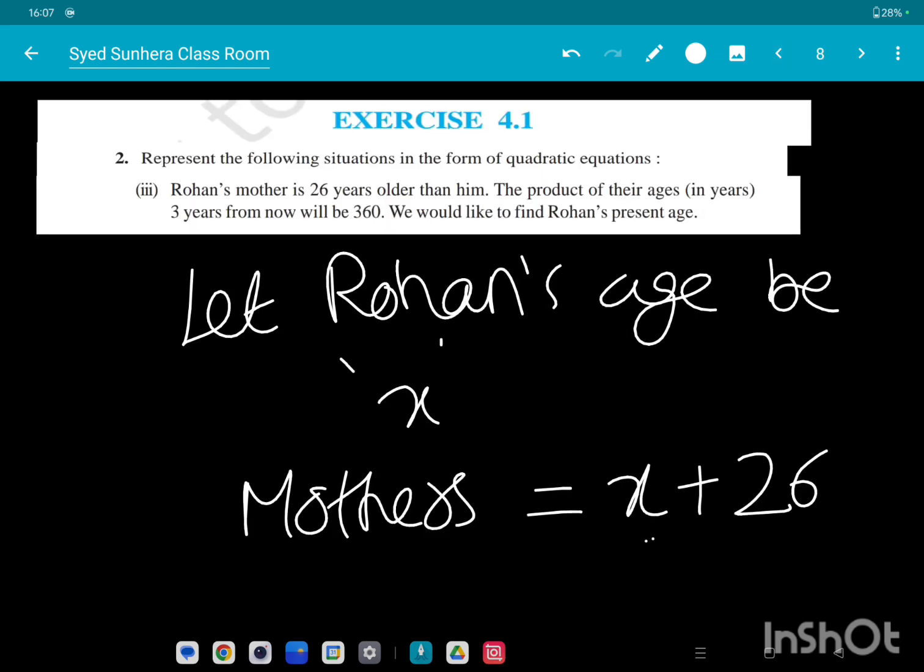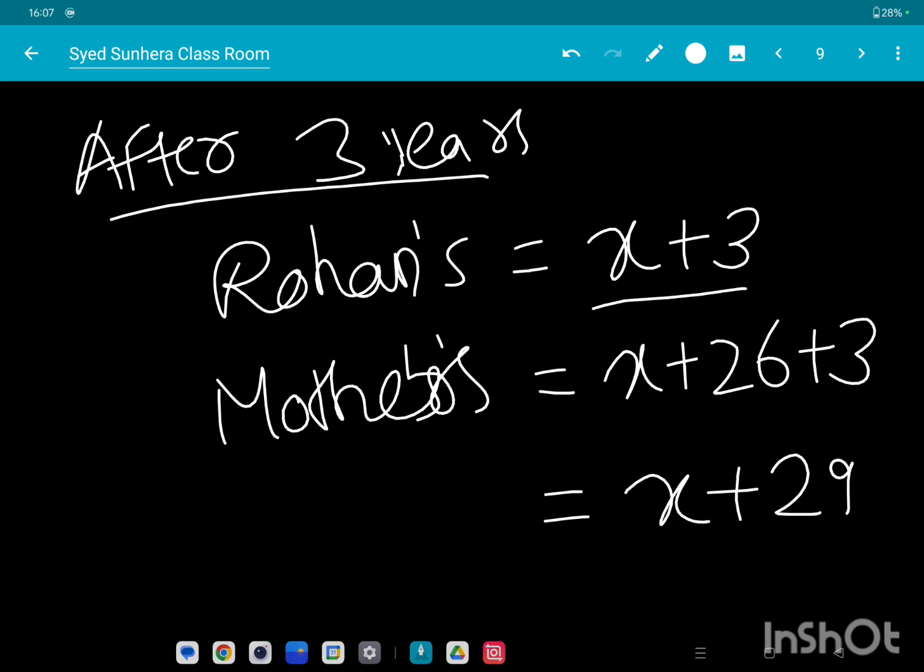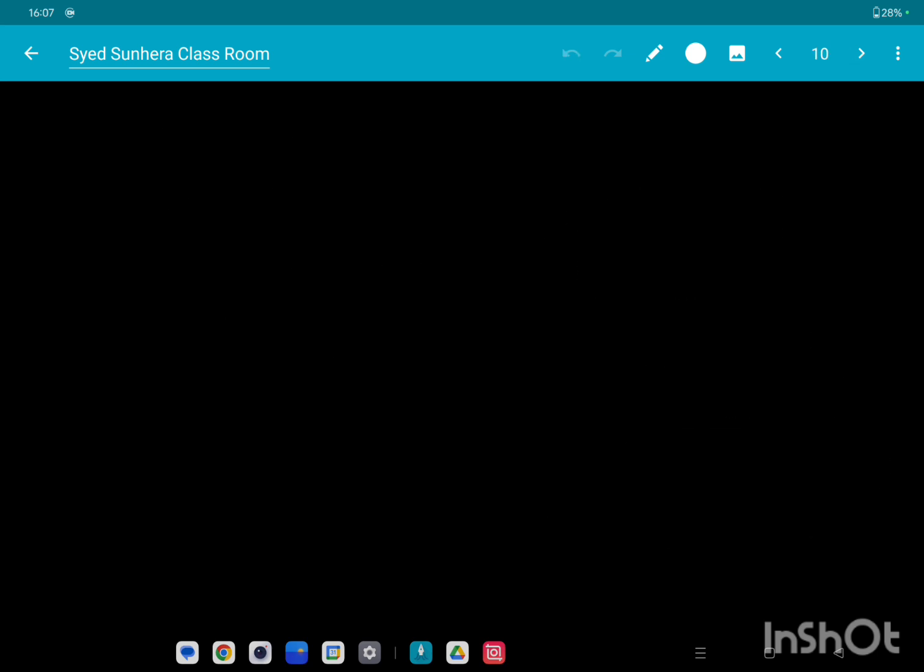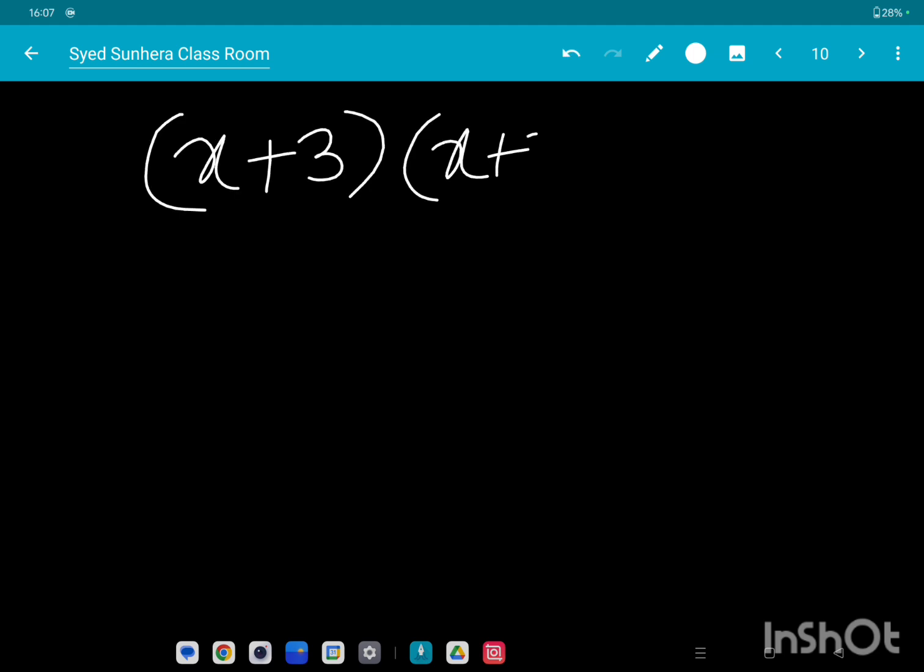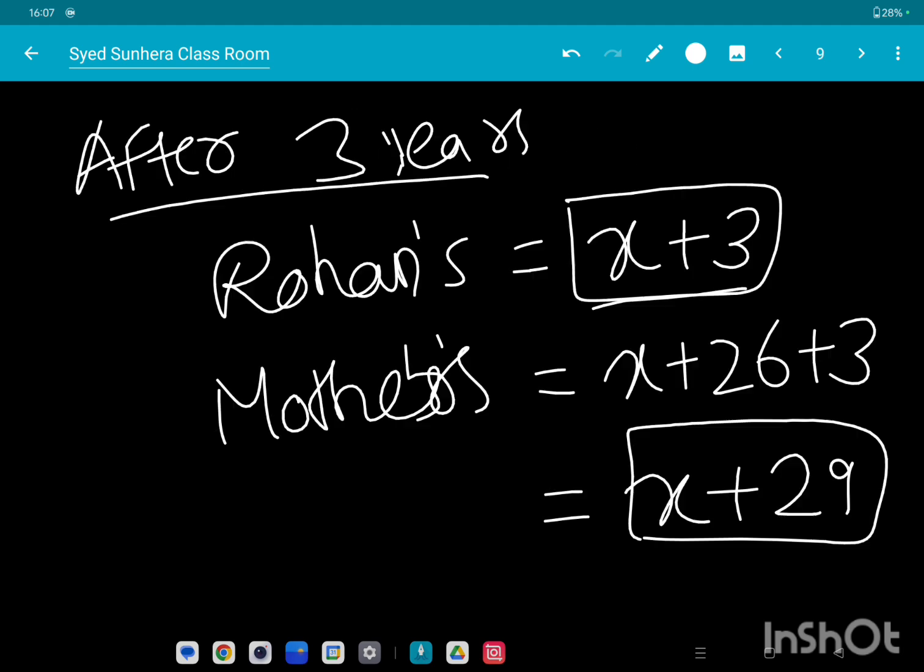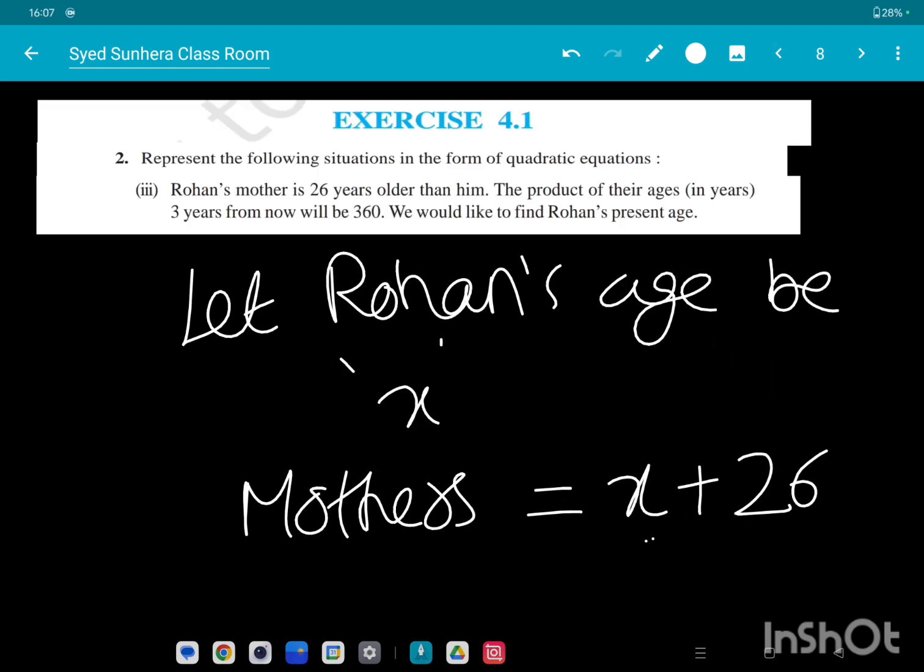Here we need to find, it was given that the product of their ages 3 years later is 360. So if we multiply these two, then the product value will be 360. It was given. So here (x plus 3) into (x plus 29) is equal to 360.